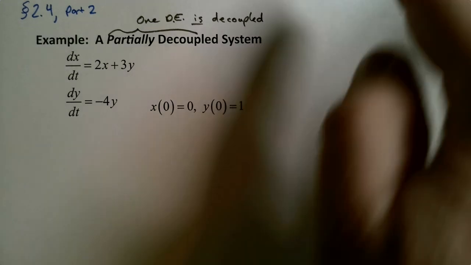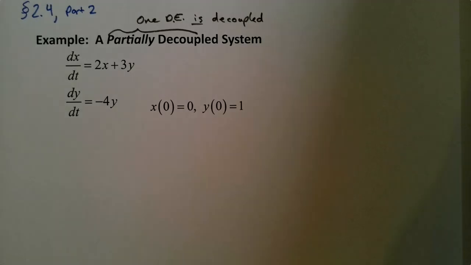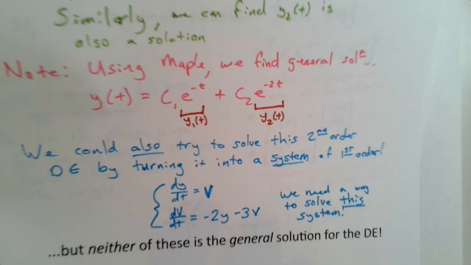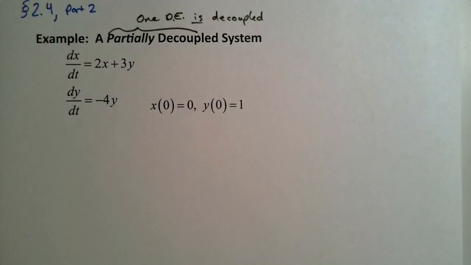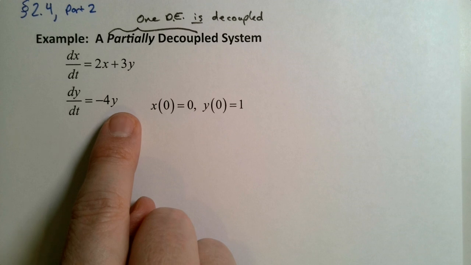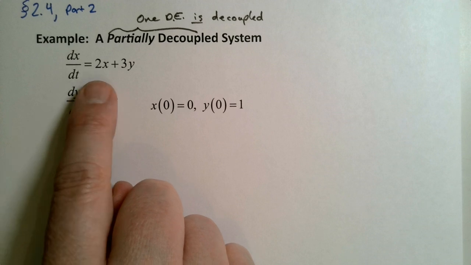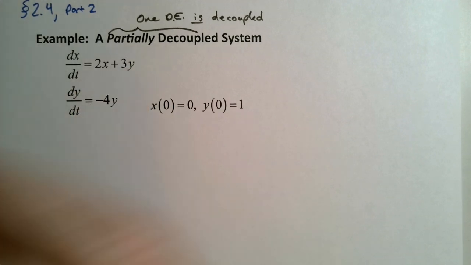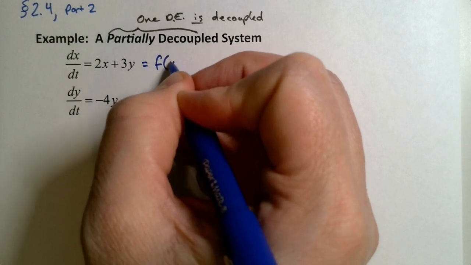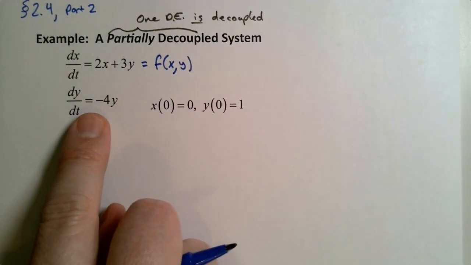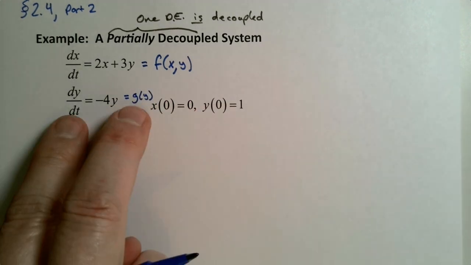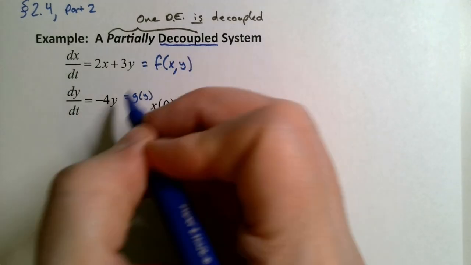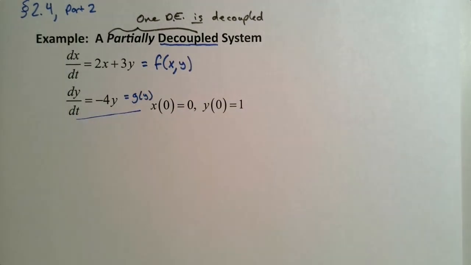So what does that look like? Well, we've actually seen what it kind of looks like at the beginning of this section. If you remember, at the beginning of the section we said, hey, wouldn't it be nice to be able to solve this system? Well, sort of. We have a similar situation here. Notice that the dx dt is in terms of both x and y. So we could write this as a function of x and y. But the dy dt is actually just a function of y. That's just g of y. So there's our decoupled part. So the partially decoupled part, that's this part of the system right there.